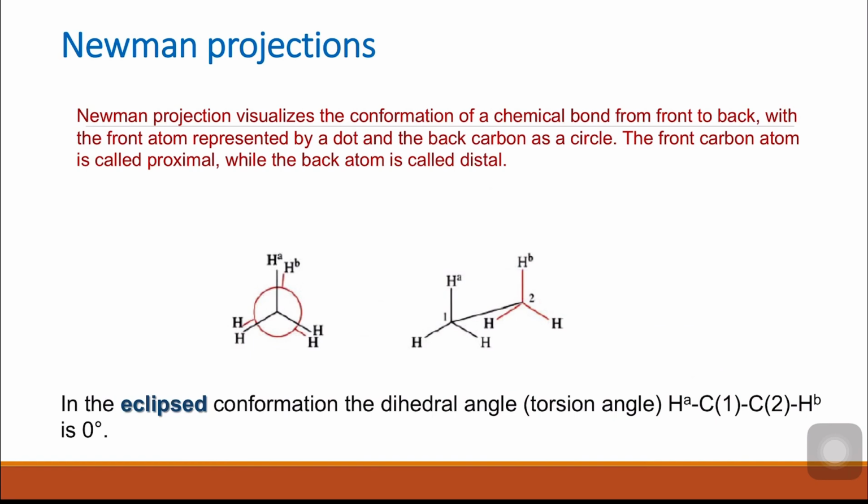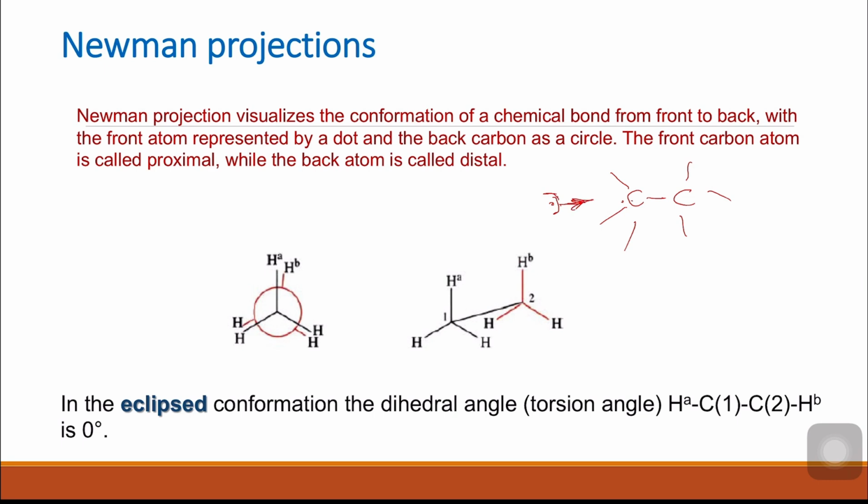The Newman projection can visualize the conformation of a chemical bond from front to back. For ethane, we have two carbons, carbon 1 and carbon 2, and both have 3 hydrogens. The first carbon is the front one, if you are looking this way. Say that you are looking this way.